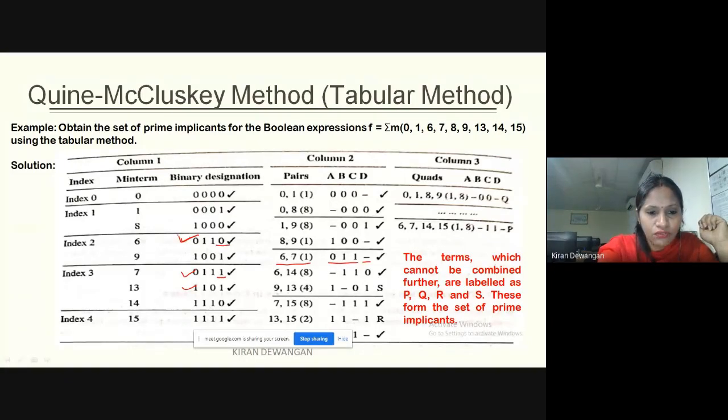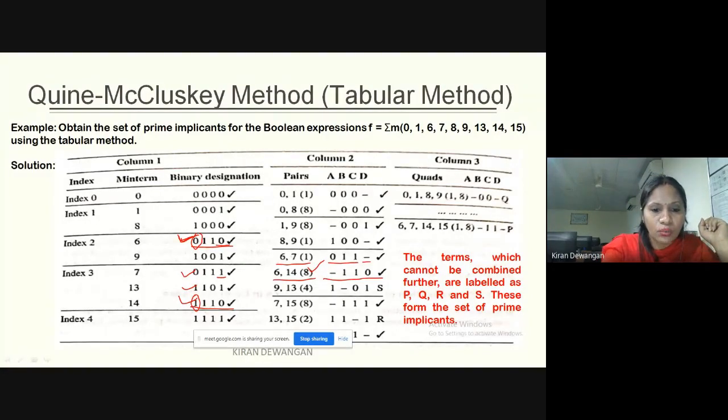We'll check 6 and 14. Yes, they will form a pair. 6 is 0, 1, 1, 0 and 14 is 1, 1, 1, 0. So the position of difference is the 2 to the power 3 position. So 6 and 14 will form a pair with the differing position 2 to the power 3, that is 8. So dash 1, 1, 0. Clear? Dash 1, 1, 0 is the binary designation again.